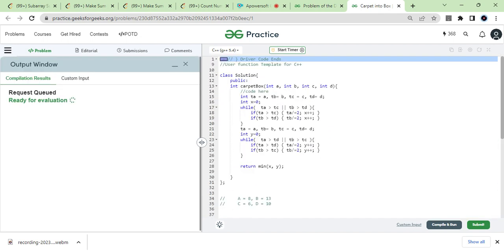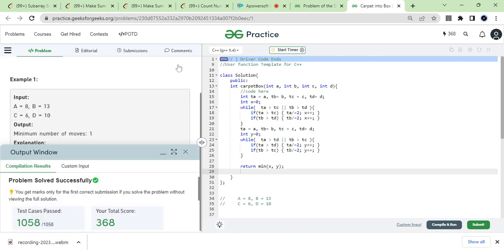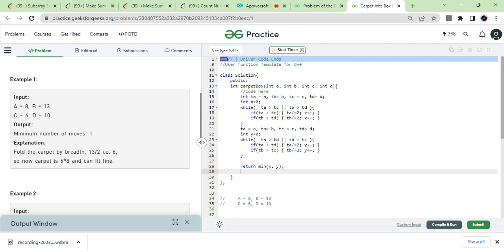Let's run this. I think it should be fine. Try to submit this. Yeah, so it successfully passed. Okay, guys, that's about it. Bye.